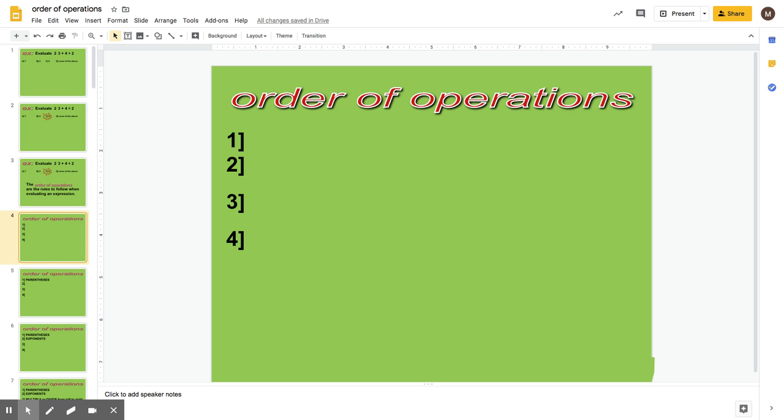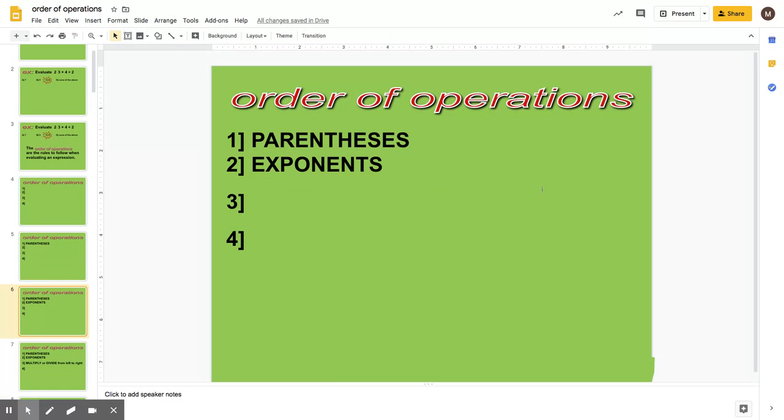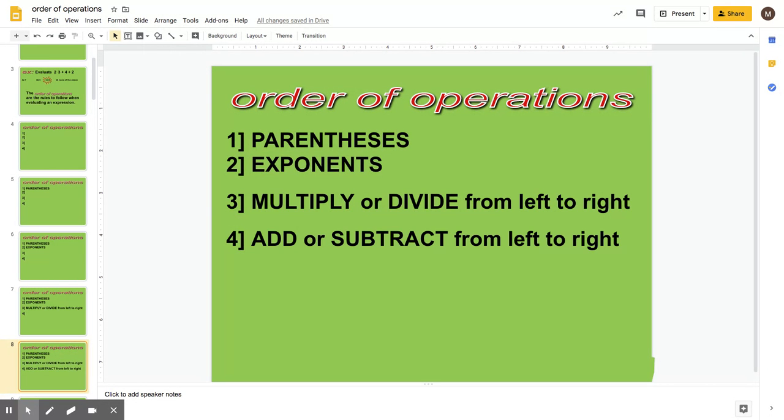Here's the order of operations. Parentheses, exponent, multiply or divide from left to right. This is important, okay? Make sure you do it from left to right. And add or subtract from left to right. I want to make an emphasis here: from left to right. So when you multiply or divide, you're working from left to right.